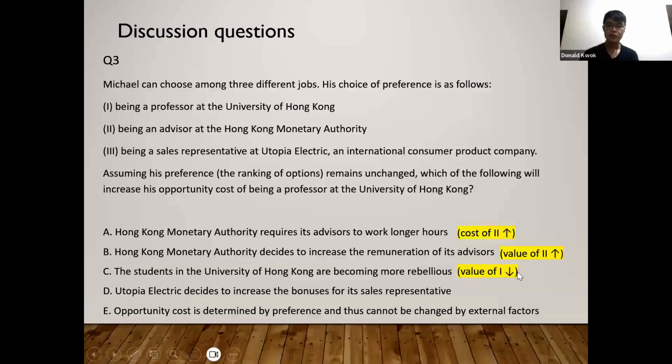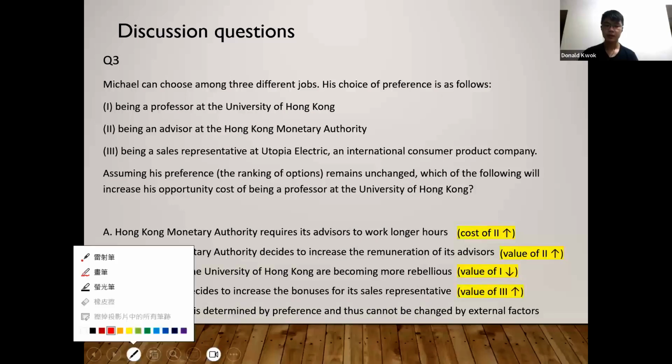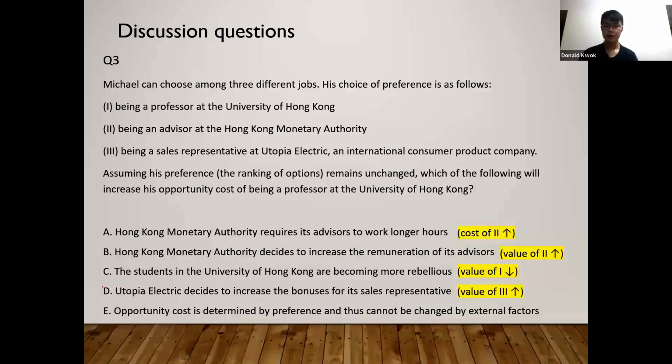And finally, D, Utopia Electric decides to increase the bonuses of its sales representative. So the idea is similar to option B, right? So this would increase the value of option 3. And you may ask, what if the value of option 3 increases a lot, such that it surpasses the original value of option 2? Then in this case, the opportunity cost of being a professor at HKU will increase, right? It will become the value of the new option 3.